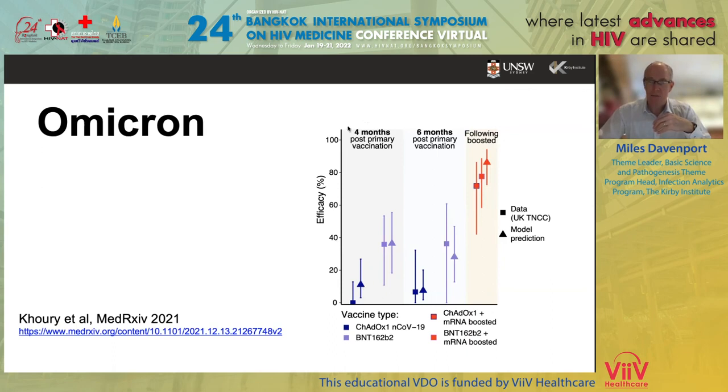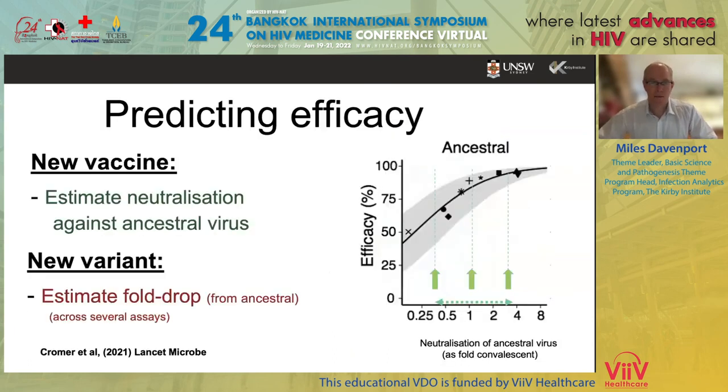So here is the predicted efficacy 4 months after vaccination, so allowing for waning immunity, with the AstraZeneca or the Pfizer vaccine. And the triangles are the model predictions and the squares are the data. And here's the same 6 months after vaccination. And here is the predicted efficacy following boosting. So you can see that the model seems quite predictive of efficacy for these different vaccines. And obviously, we're very interested, as more efficacy data comes out, to look at that and confirm our findings.